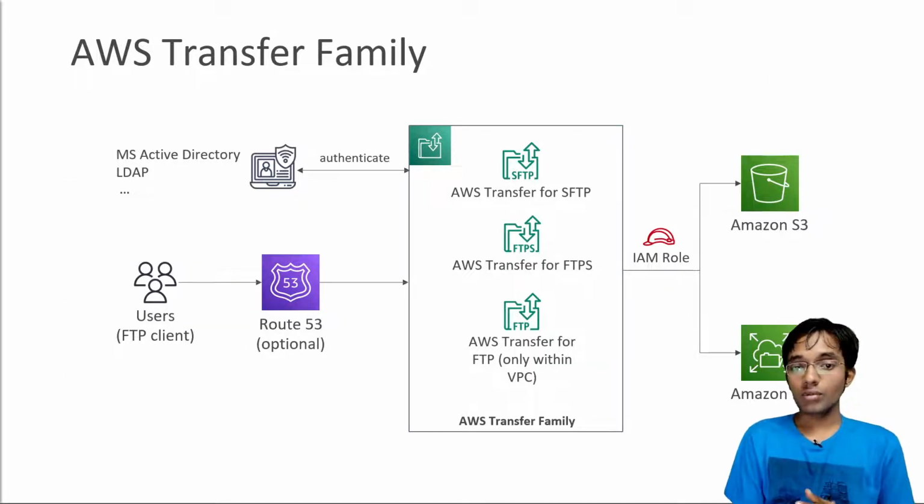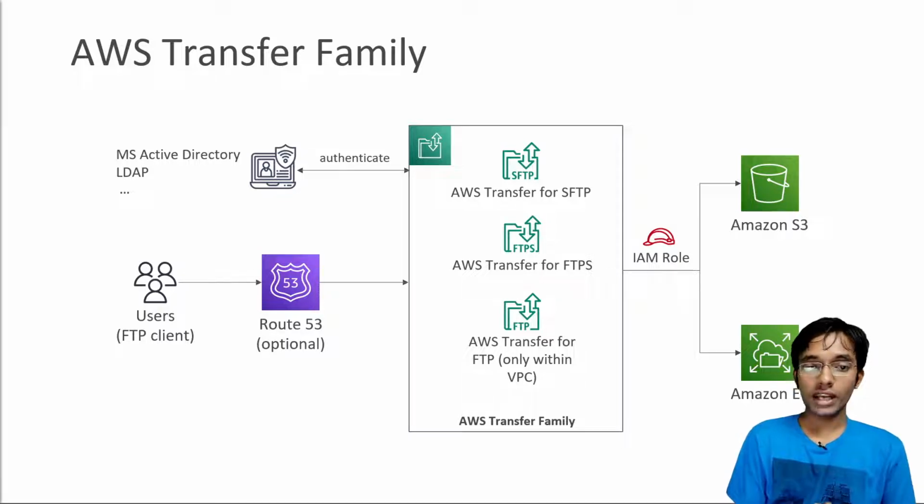As a diagram for you to understand, the Transfer Family has three flavors, and the users can access directly using the endpoints of the FTP. Optionally, you can use DNS, Route 53, to provide your own host name into the FTP service. The Transfer Family service will have an IAM role that will be assumed to send or receive the files from Amazon S3 or Amazon EFS, and this is done transparently. You don't have to set many things up.